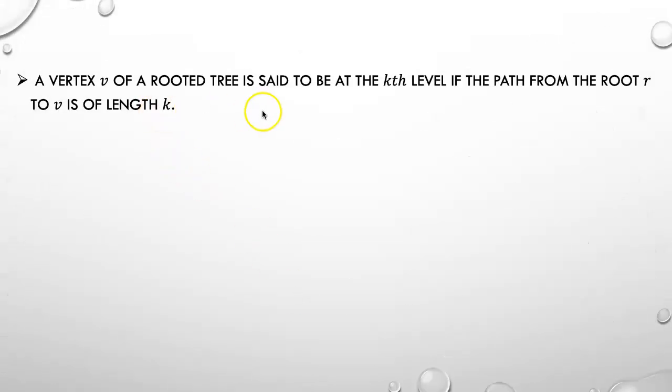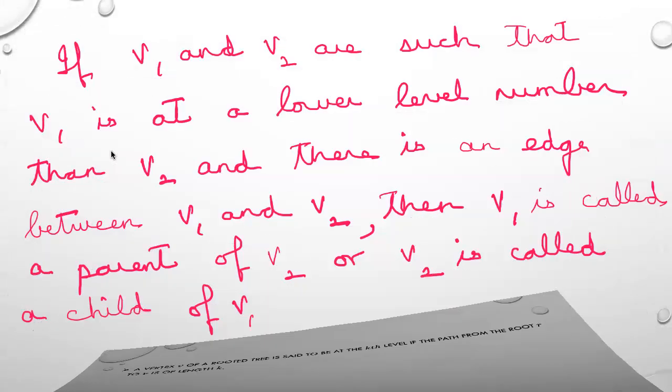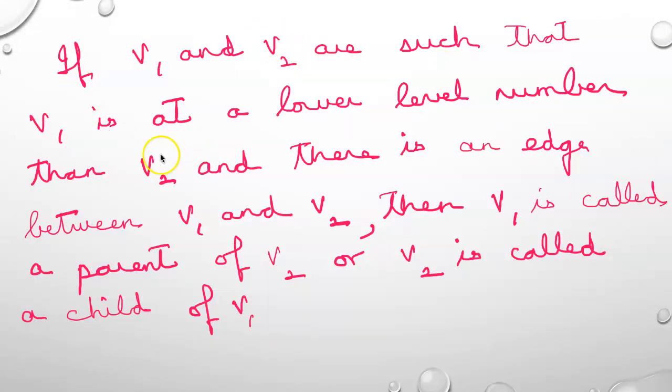A vertex V of a rooted tree is said to be at the kth level if the path from the root R to V is of length k. If V1 and V2 are such that V1 is at a lower level number than V2 and there is an edge between V1 and V2, then V1 is called a parent of V2 or V2 is called a child of V1.